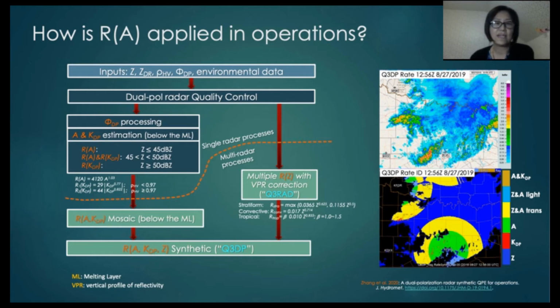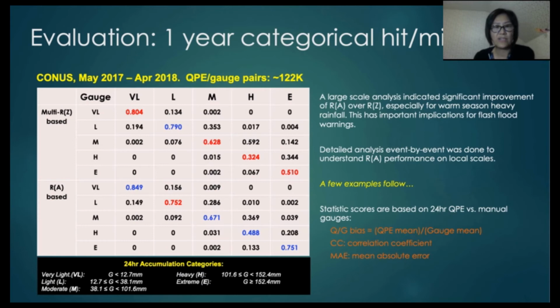So like I said, we've done extensive evaluations of this synthetic QPE. This slide shows a 1-year categorical hit-miss plots. Basically, there are two parts. The top part is our old multiple RZ-based QPE. The bottom is RA-based synthetic QPE.